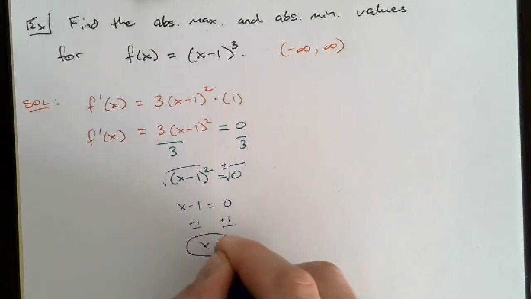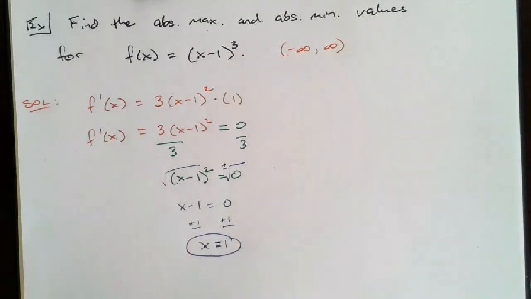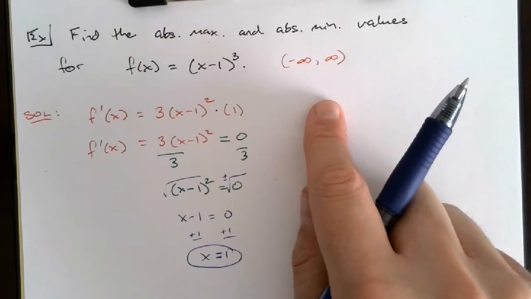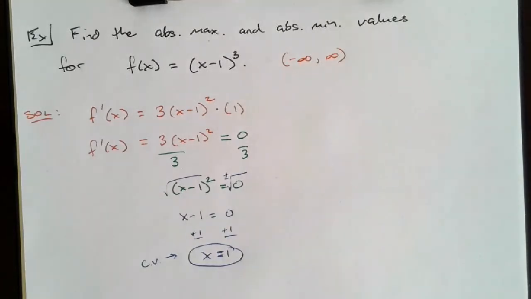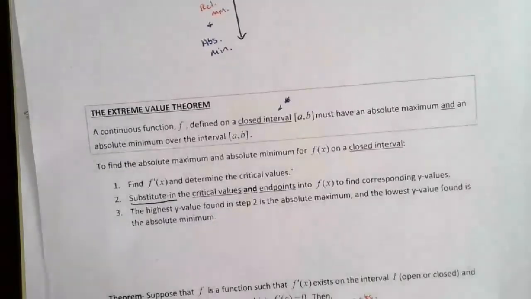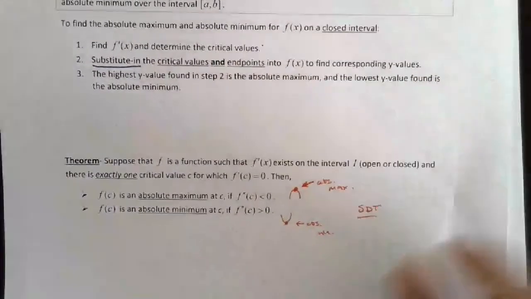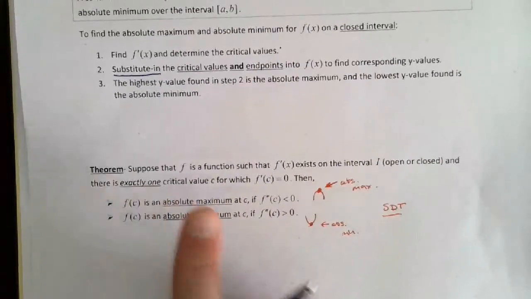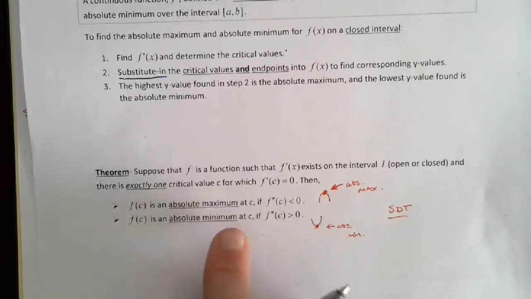All right, make sure that that critical value is on our interval. In this case, our interval is from negative infinity to infinity. It's an open interval, so it's going to be on there. And this is the critical value. Now, since there's only one critical value, we want to determine, is this going to be the absolute max or absolute minimum? So it says use the second derivative test to find out. That's what this theorem says. If there's exactly one critical value, that's what we have, it could be the absolute max, or it could be the absolute minimum if it meets one of these criteria.